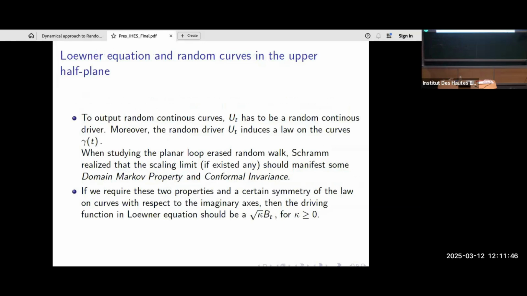Now, the Loewner equation. So for instance, it's the correct Loewner equation because you have a function x of time, yes. Consistent, yes. Really some extra term. Yes, exactly.